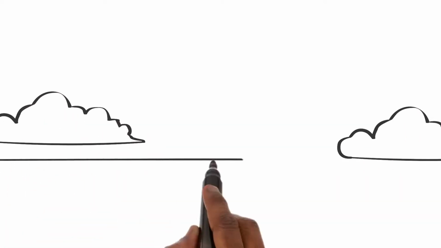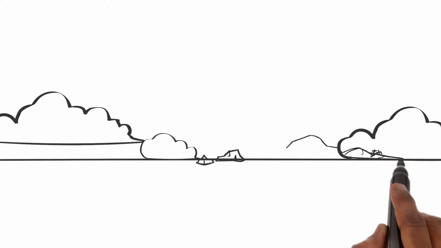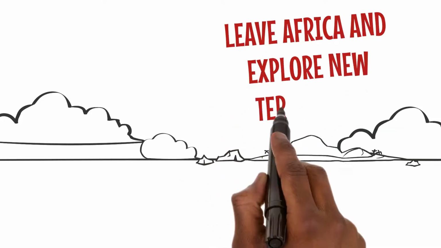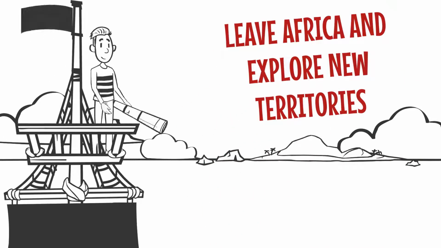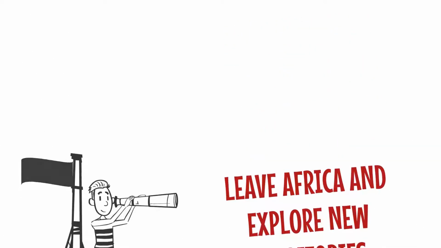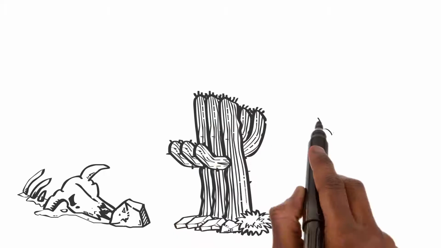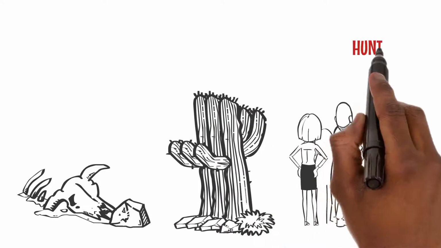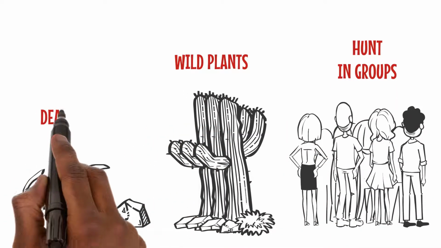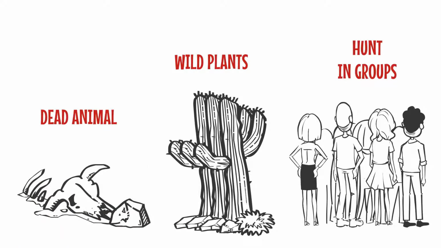And then came Homo erectus, the upright man. They were the first hominids to leave Africa and explore new territories. As hunters-gatherers, they relied on their skills to hunt animals and gather wild plants for their survival. They developed strategies to hunt in groups, using their intelligence and cooperation to bring down larger animals.